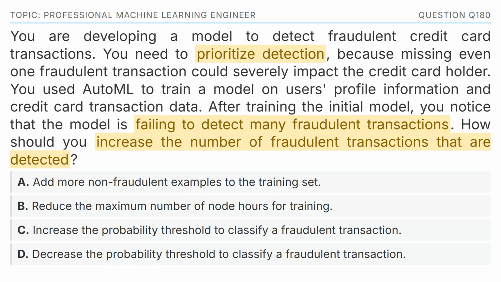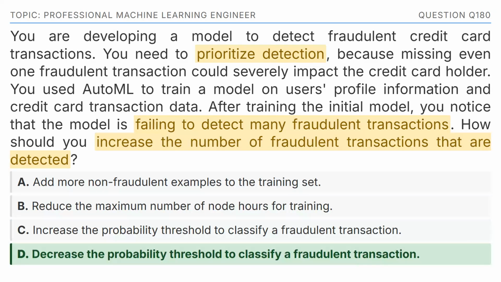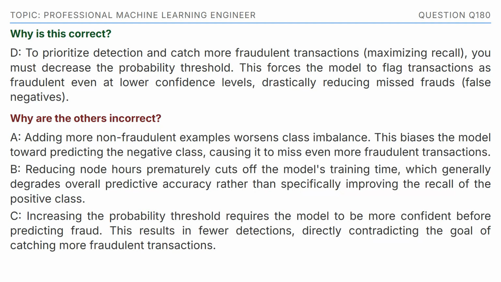To arrive at the correct answer, we focus on the keywords: prioritize detection, failing to detect many fraudulent transactions, increase the number of fraudulent transactions that are detected. The correct answer is option D, decrease the probability threshold to classify a fraudulent transaction. Why is this correct? D.